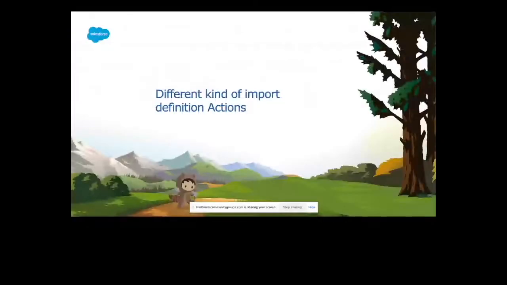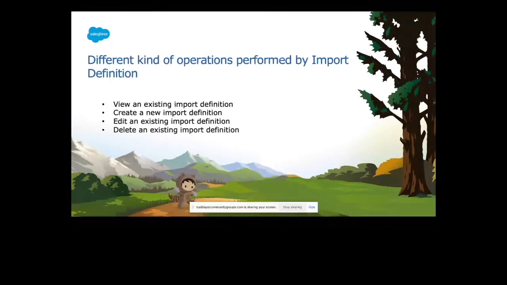So under import, we need to identify and understand whether there are different kinds of import definition actions available. Of course, there are. Those definition actions are: view an existing import definition, create a new import definition, edit an existing import definition, and delete an existing import definition. So these are all the import definition actions available inside import under Contact Builder. And let's see how we can create an import definition to import data into Marketing Cloud.